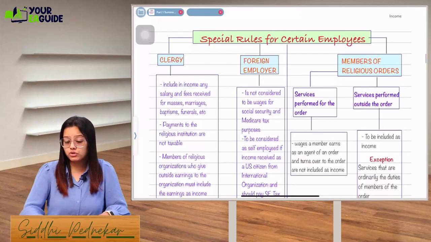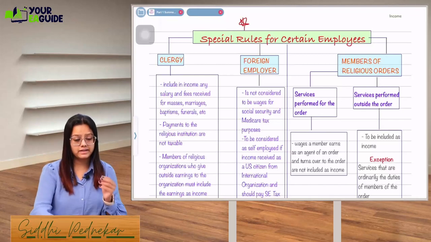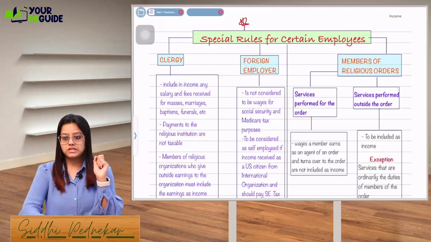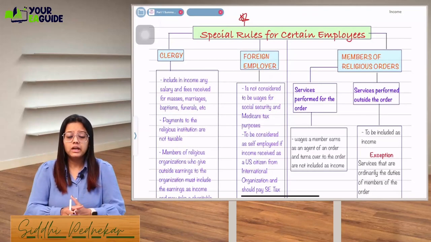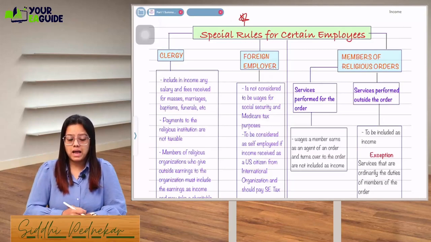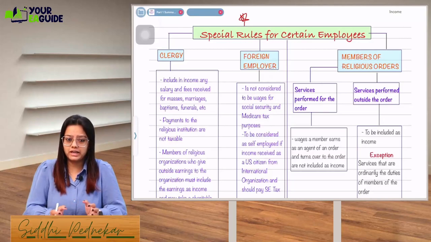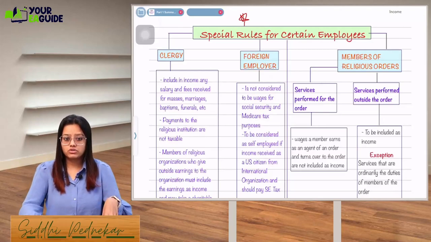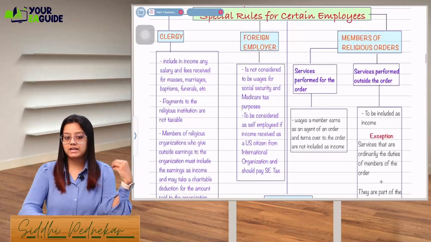Next is special rules for certain employees. Now we are coming to the clergy employees. This is also important. They will ask you at least one or two questions based on taxability of the wages of a church employee. For a clergy employee, if they are working in the church and they're not going to get any income, then it doesn't matter. But if they are working in the church and receive a particular salary or fees for performing particular activities, like performing masses, marriages, baptisms, funerals, then it will be liable as wages. It will be added as wage income.